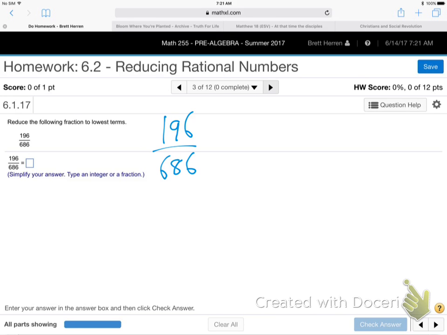But if your calculator has a fraction mode, you could just enter that in fraction mode, and it'll automatically reduce the thing for you. You know what I mean? Some calculators will. Not all calculators.